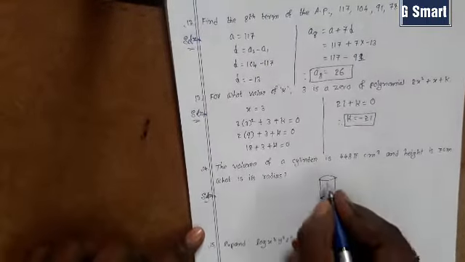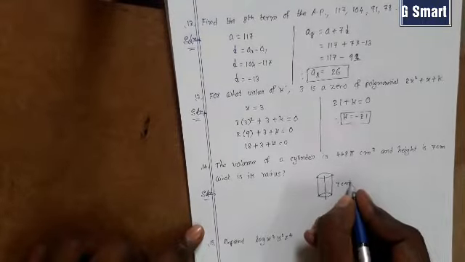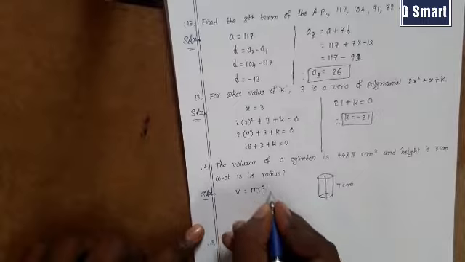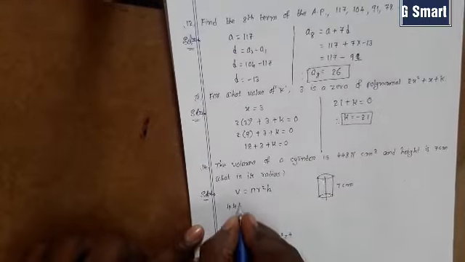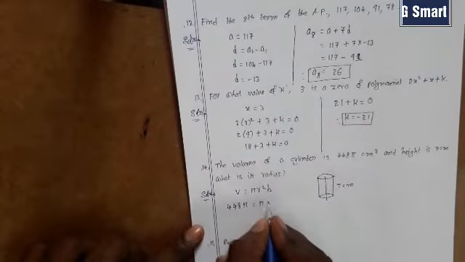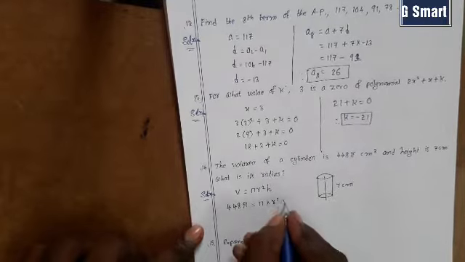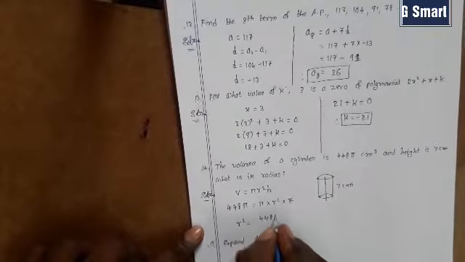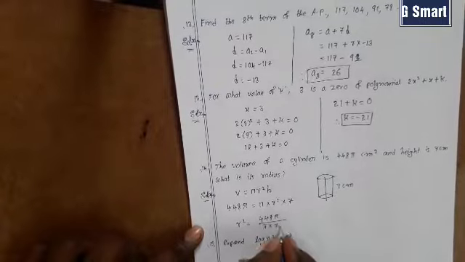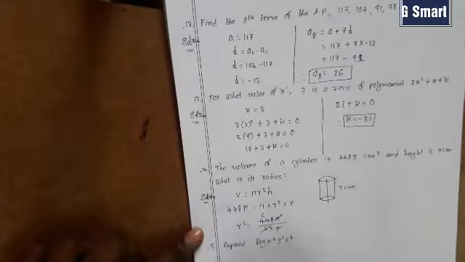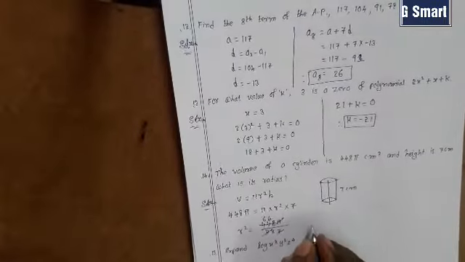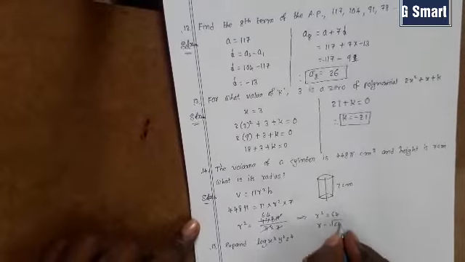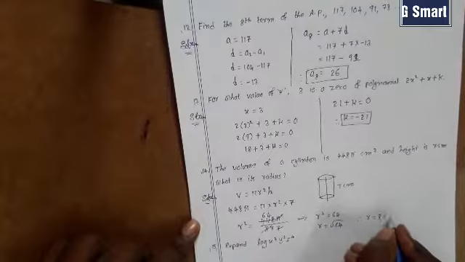So the volume and height are given. Volume of a cylinder is V equals pi r square h. So 448 pi is equal to pi into r square into 7. So r square is equal to 448 pi by pi into 7. Pi cancels. 7 6s are 42, 7 4s are 28. So r square is equal to 64. r is equal to root 64. Therefore r is equal to 8 centimeter.